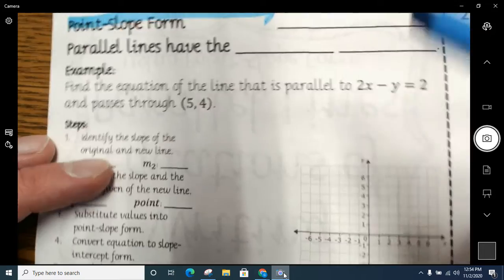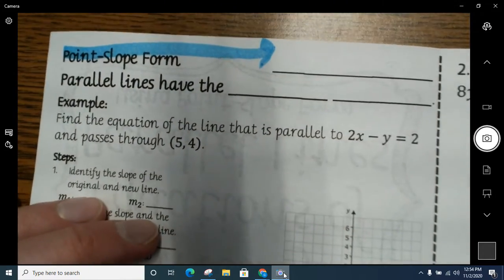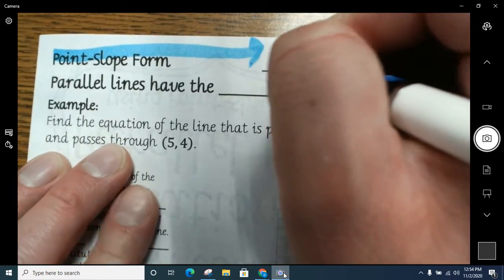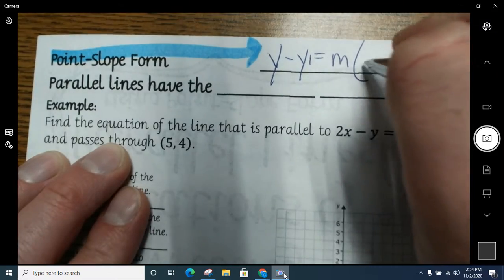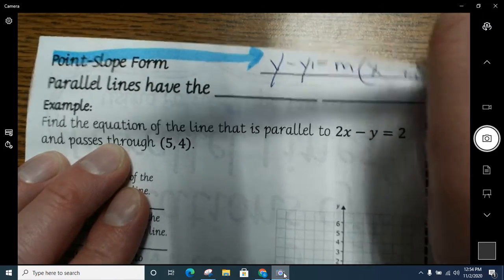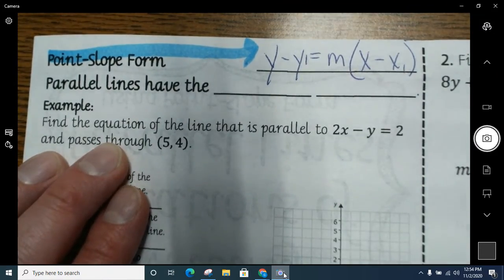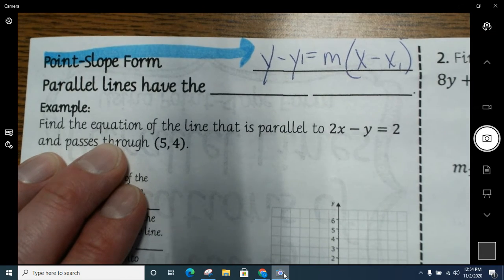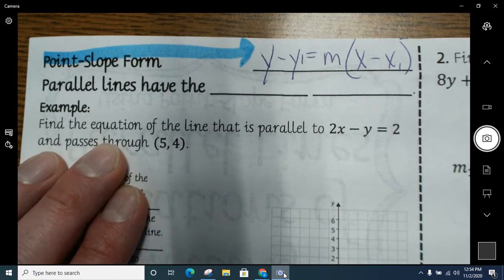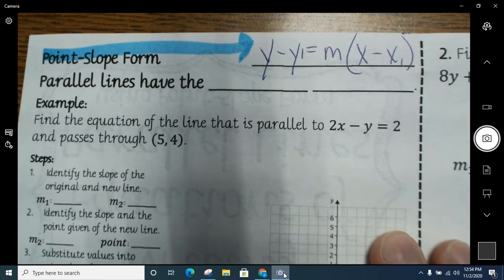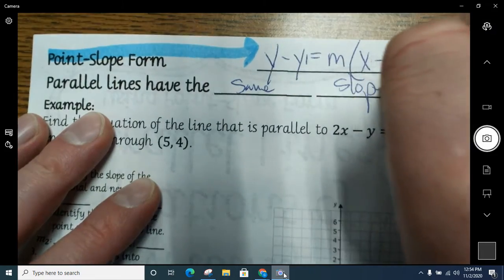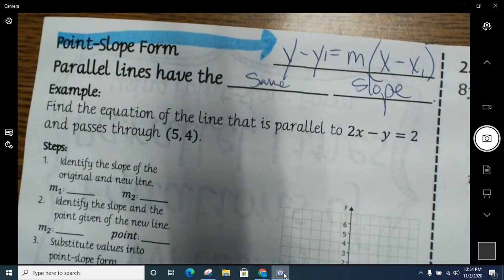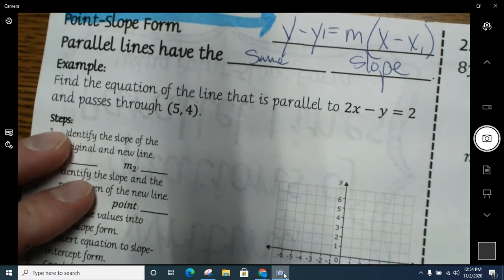All right, so point slope form. Let's go ahead and write what that is right over here. Point slope form looks like y minus y1 equals slope, open parenthesis, x minus x1, close parenthesis. So we're going to be using that today in connection with the equations that we want to make parallel lines of. So parallel lines also have the same slope. They go up at the same rate. That's why they never collide, because they're moving at the same pace.